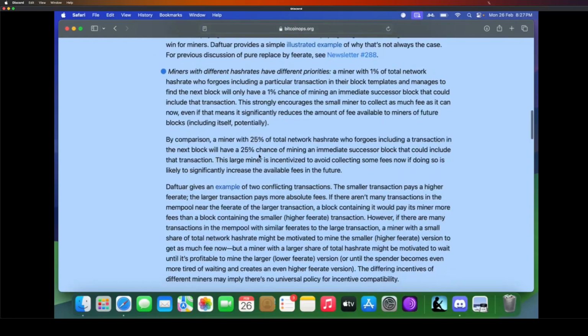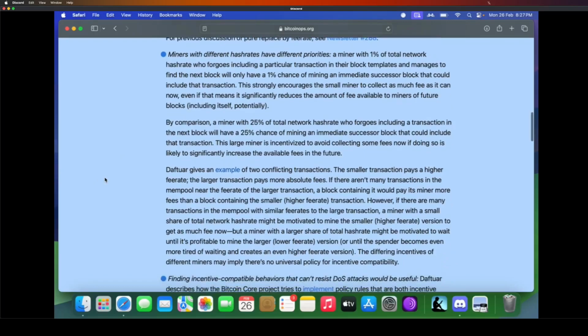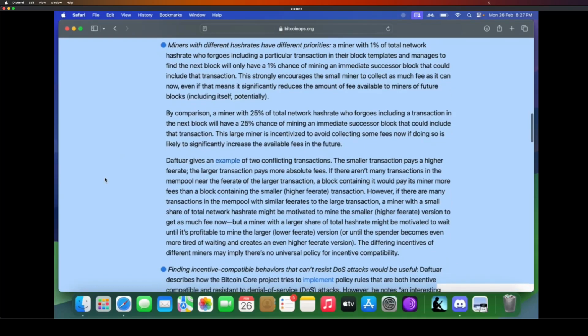By comparison, a miner with 25% of total network hash rate who forgoes including a transaction in the next block will have a 25% chance of mining an immediate successor block that would include that transaction. This large miner is incentivized to avoid collecting some fees now, if doing so is likely to significantly increase the available fees in the future.